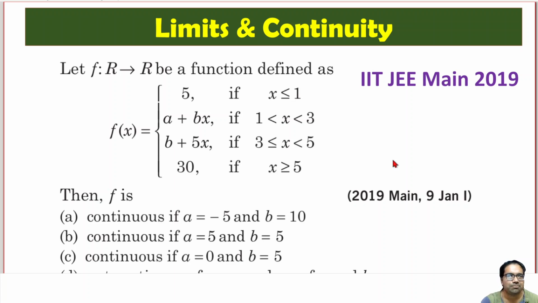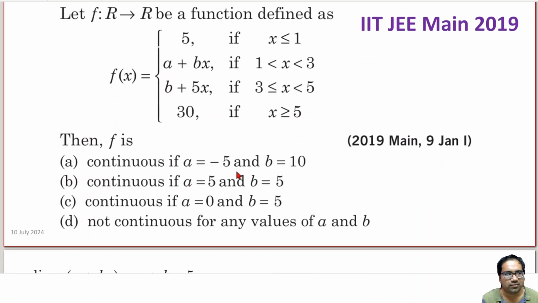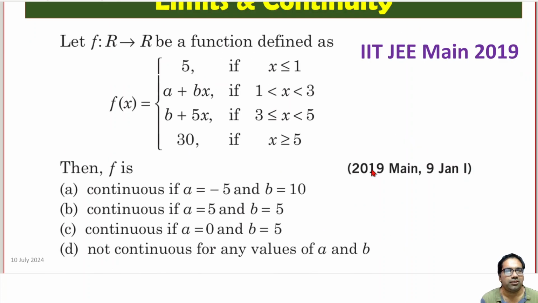We have another simple problem based on continuity. We are given this function: 5 for x less than or equal to 1, a plus bx between 1 and 3, b plus 5x between 3 and 5, and 30 for x greater than or equal to 5. Then when is this function continuous, given some values of a and b, or whether it is not at all continuous.